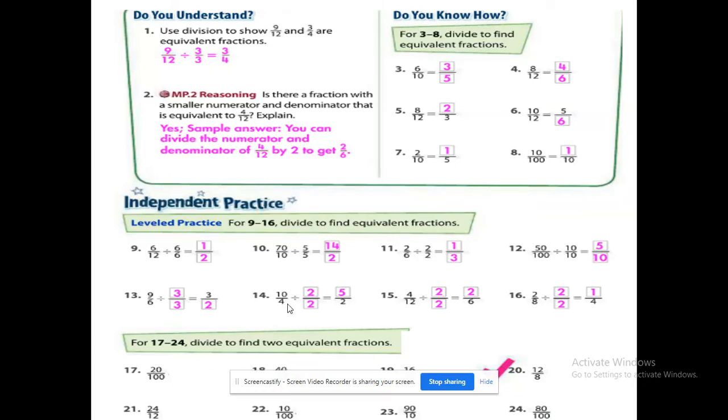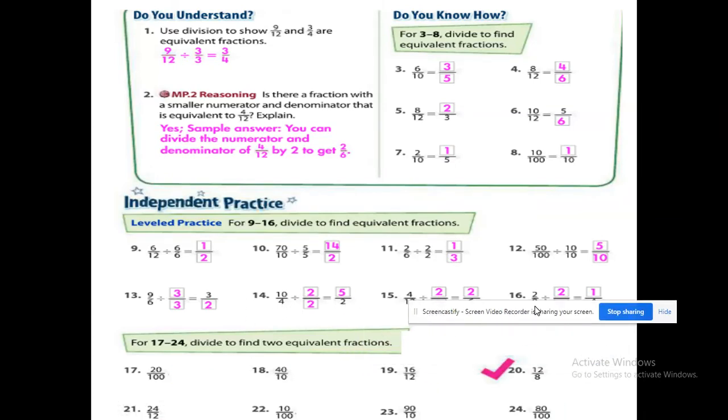Hello all. Yesterday we stopped at page 431 and I asked you to try to do these examples. So for 17 till 24, divide to find two equivalent fractions. We are going to use division to find two equivalent fractions.